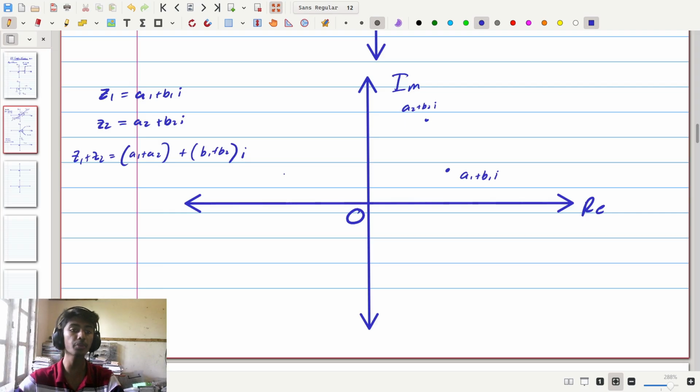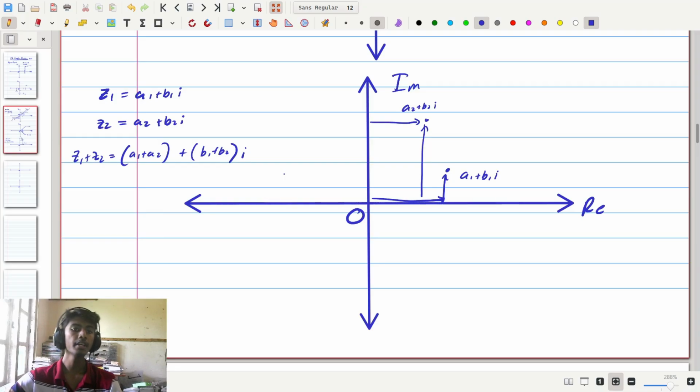Now considering this, we can see the real part is a1 plus a2, meaning to get to this point, we need to go the distance a1 and then also go the distance a2 in the horizontal direction along the real axis. And then similarly, since the vertical component, or the imaginary part, is b1 plus b2, we need to go the vertical distance b1 and then also the vertical distance b2. So therefore, we need to add both distances of both points in order to get to the final point.